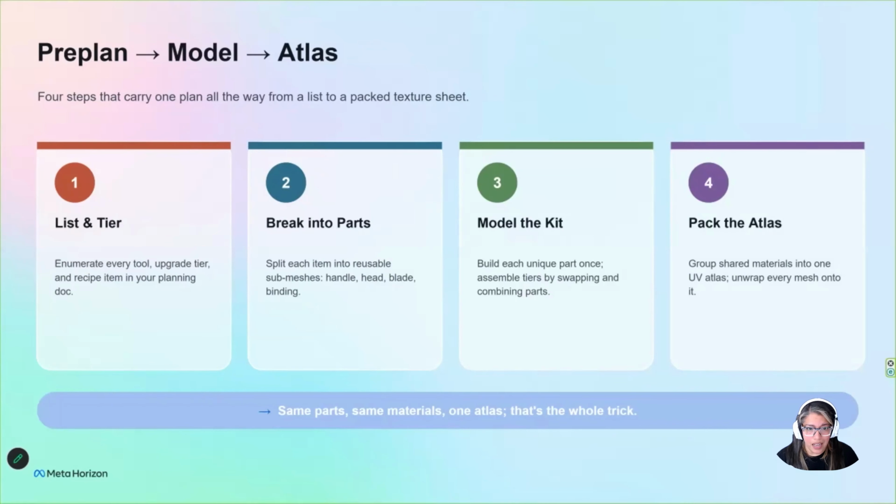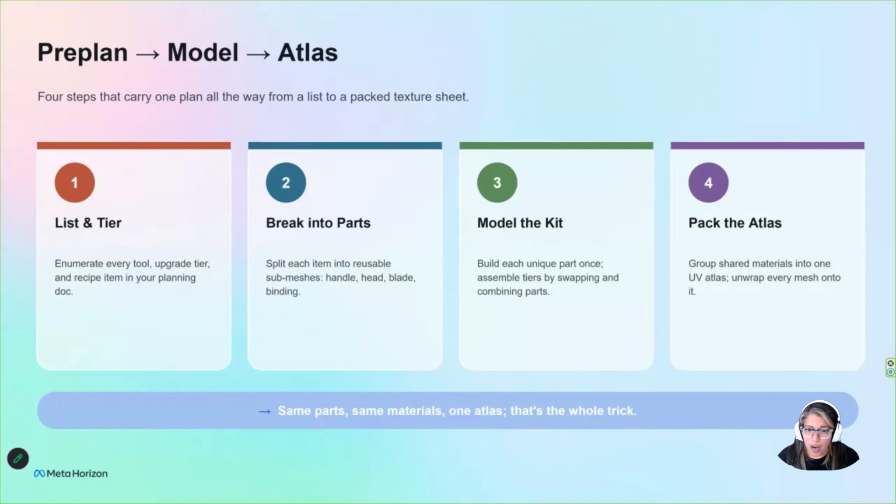In your planning doc, write out every tool, every upgrade tier, and the recipe items each one needs. Step two is breaking it into parts. Look at each item and split it into reusable submeshes: handle, head, blade, binding. This is where you spot what's shared. Step three is your model kit.